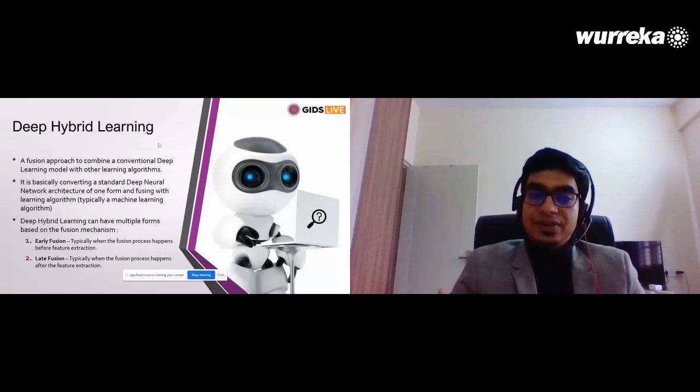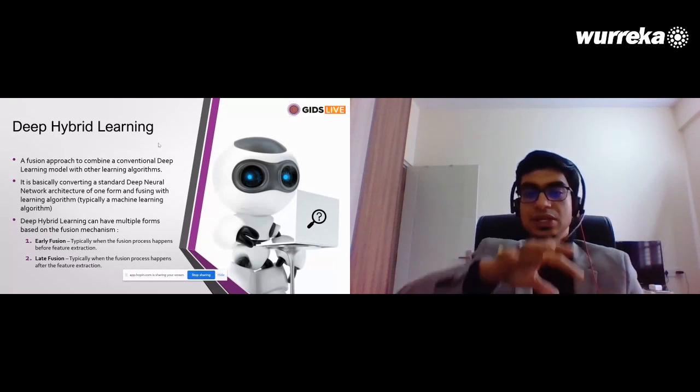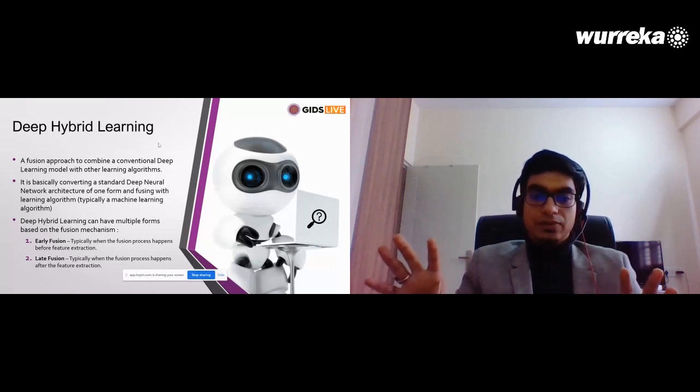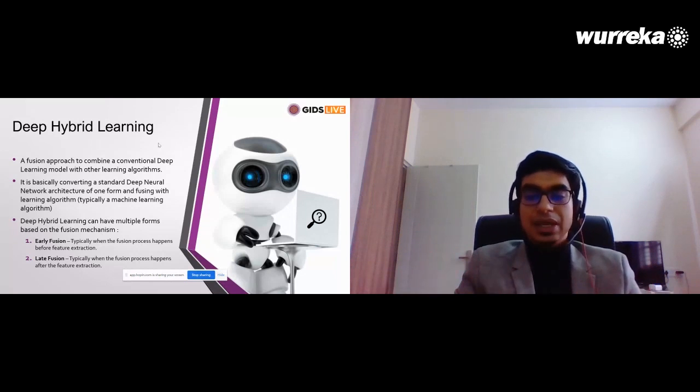So basically, it is like converting a standard deep neural network architecture to another form by fusing another type of learning algorithm. Throughout the session, I'm going to focus on the machine learning combination aspect, because that is where the main benefits of deep hybrid learning can be realized. From whatever I have worked on before, using the machine learning variant, I have got really good results so far. Now, deep hybrid learning can have multiple forms just by the mechanism in which the fusion process happens.